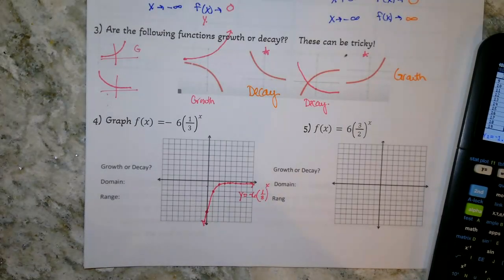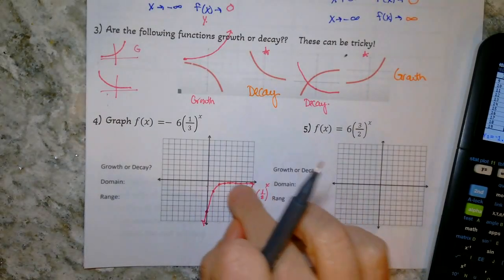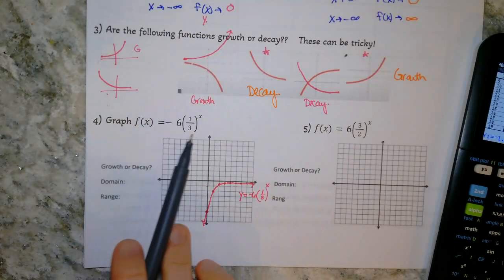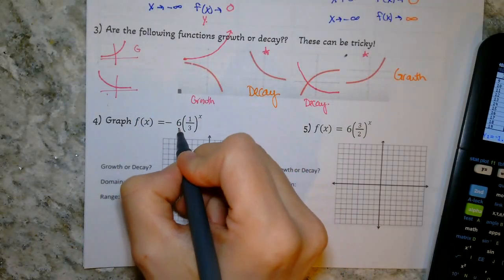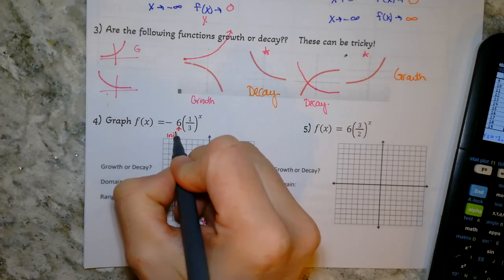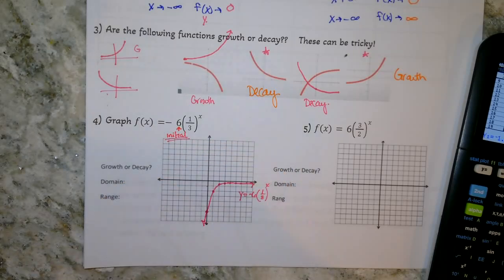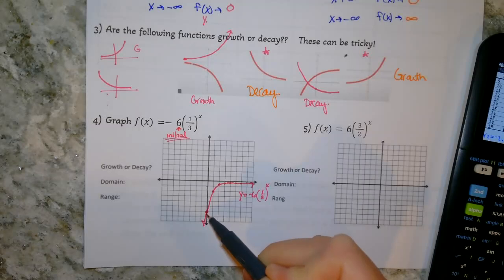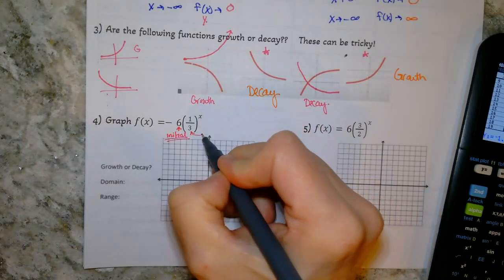Okay, so is this growth or decay? Now, if you weren't sure by looking at the graph, you should be pretty darn sure by looking at this equation. So let's review again what these stand for. The number in front is the initial amount. So when time began at t equals 0, we started at -6. Makes sense.